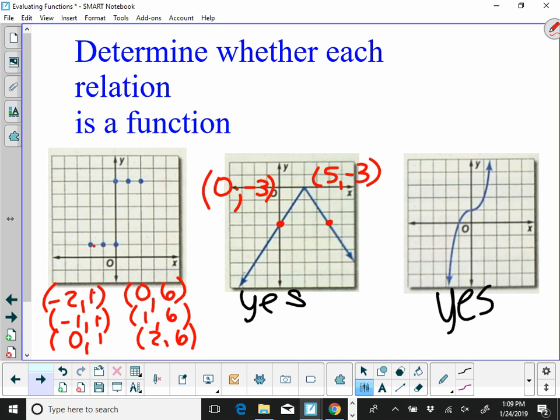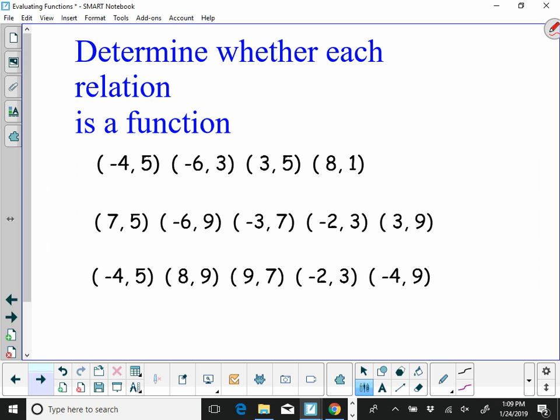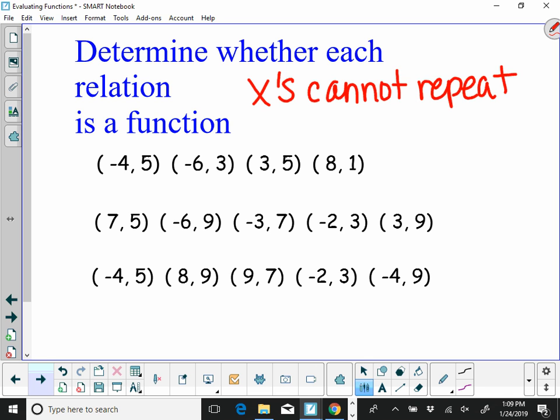What do you think it could be now? X values. Look right here. You have 2 zeros in your x's, correct? And look what happened. That's the 2 points that made this fail the vertical line test. So in table format or in ordered pair format or in mapping format, your x's cannot repeat. You can have the same y value for 15 x's in a row. Okay? But your x's cannot repeat.